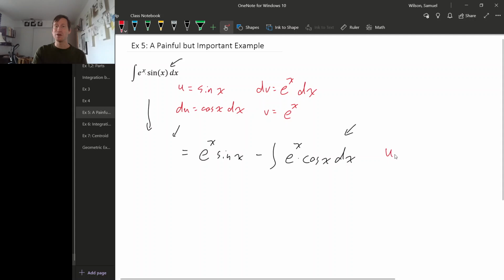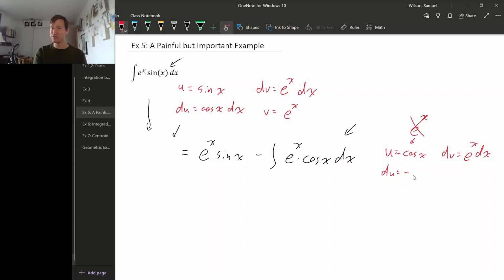Still, we have to decide what is going to count as u and what is going to count as dv. If you switch which is which, so if you say that u is e to the x here, it turns out you just get back to the original integral in a way that isn't helpful. So let's not do that. For u, let's take cosine x, and for dv, we'll use e to the x dx again. So du is negative sine x dx, and v is e to the x.